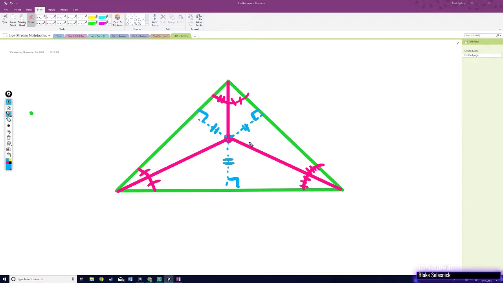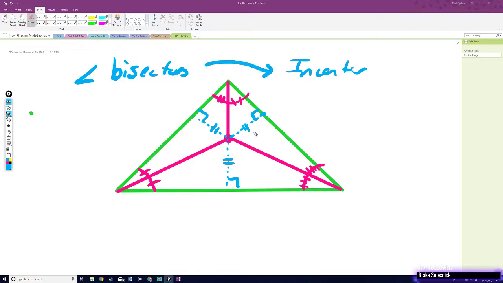It doesn't bisect the sides though. So these are perpendicular, but they are not perpendicular bisectors. So that's what the incenter is. The point itself is the incenter, where the angle bisectors meet, and this is always inside, regardless of the type of triangle. And again, perpendicular bisectors could be inside, outside, or on, depending on whether the triangle was acute, obtuse, or right, respectively.